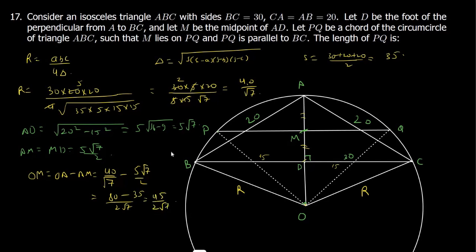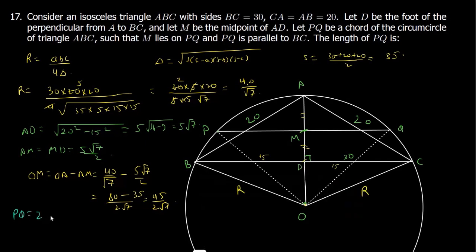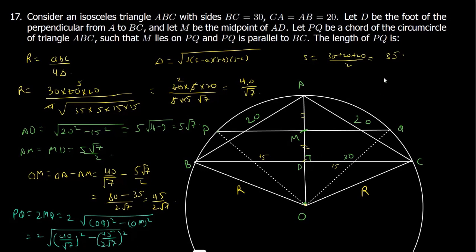And now I am ready to find PQ. So as the last stage, my PQ will be 2 times MQ, and MQ will be root of OQ square minus OM square. OQ is nothing but the circumradius, OQ whole square minus OM whole square. I know all of these quantities. This is 2 times root of (40 by root 7) whole square minus (OM is 45 by 2 root 7) the whole square.